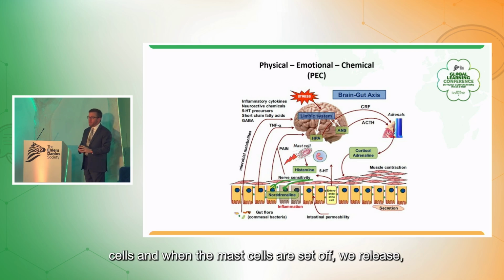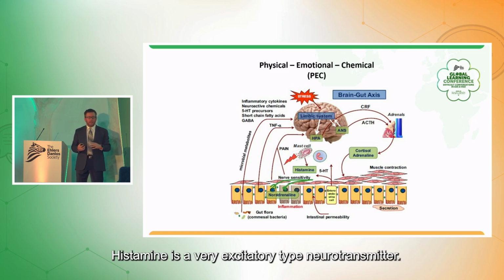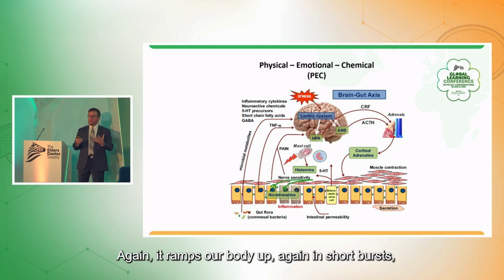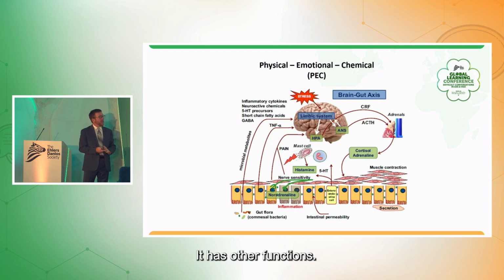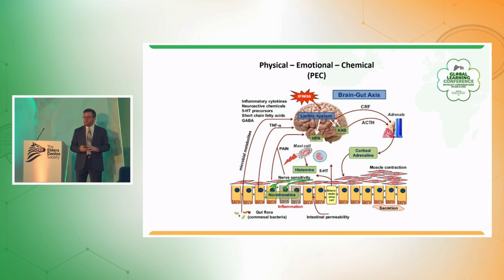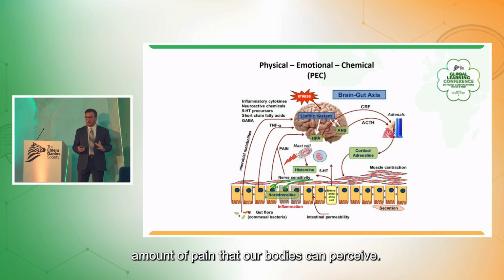And when the mast cells are set off, we release histamine, is one of the products. Histamine is a very excitatory type neurotransmitter. Again, it ramps our body up. Again, in short bursts, histamine is a very good thing. It really helps our digestion. It has other functions. But when released chronically, it actually greatly increases the amount of pain that our bodies can perceive.